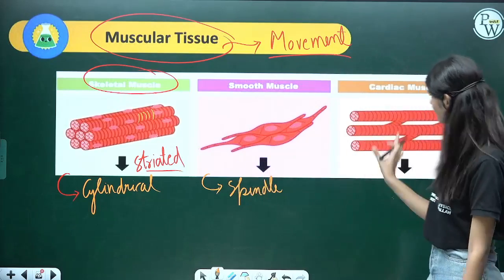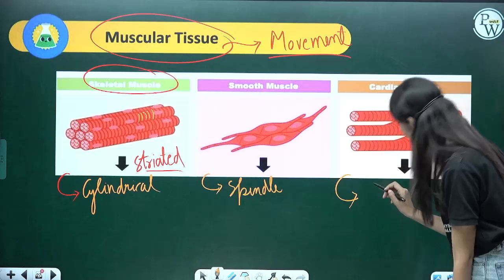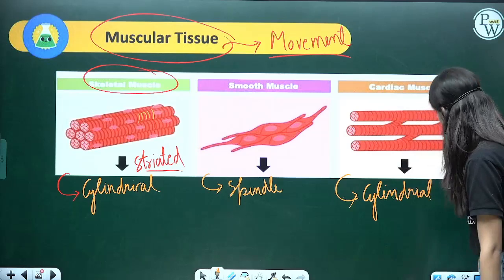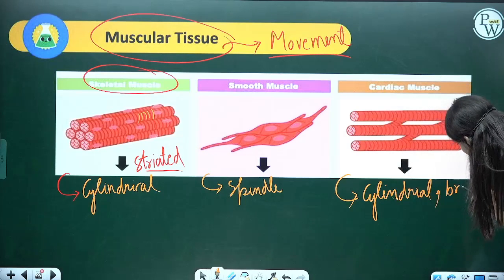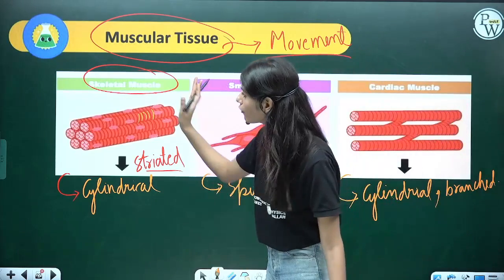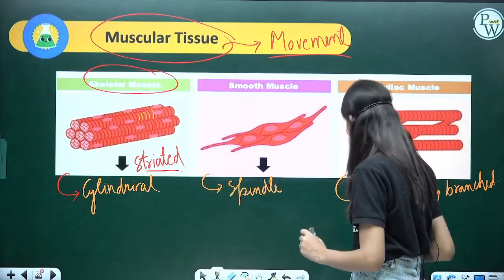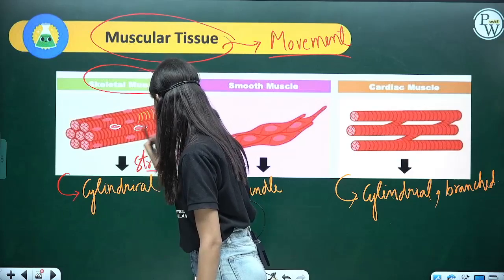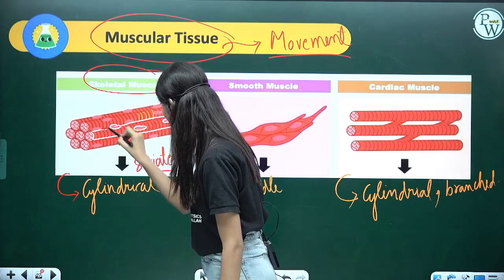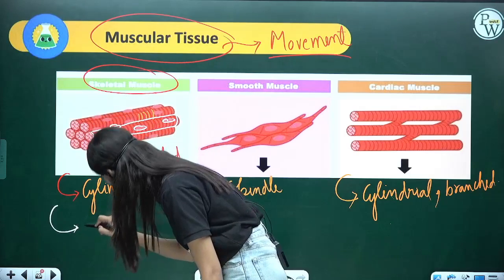Talking about the cardiac muscles that we have, they have a cylindrical shape, but there is one special case here. These cells are also branched. So they are cylindrical, but also branched. Okay. Talking about the nucleus, guys. In case of skeletal muscles, they have multiple nuclei in one cell. So here if you see, we have a lot of nuclei in just one cell. Do you see? This is one cylindrical cell, which is actually having a lot of nuclei. So they are having multiple nuclei.